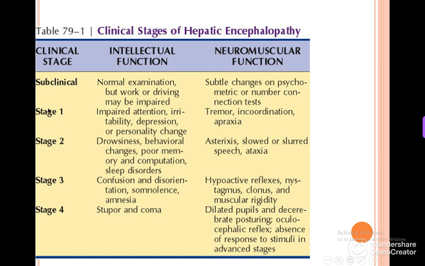There is subclinical stage, stage 1, stage 2, stage 3, stage 4. Go to the ward and see the patient in encephalopathy, whether he is in a subclinical stage, or stage 1, or stage 2, stage 3, or stage 4. Write it down on a piece of paper, stage 1, and then justify in front of your immediate supervisor.